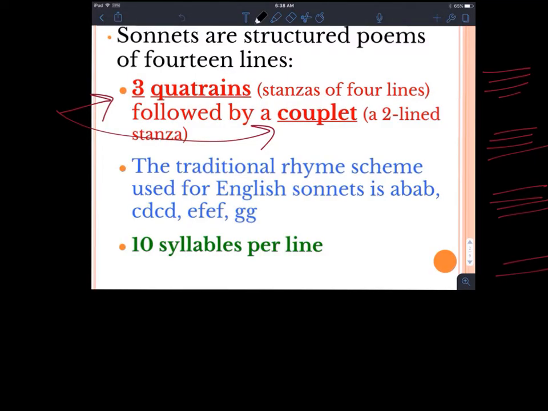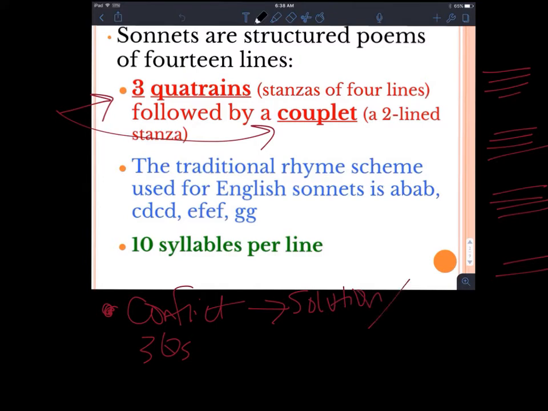So we were talking about making sure that we had 3 quatrains and a couplet, the rhyme scheme, the 10 syllables, but we also added yesterday one more rule. And if you remember, the rule yesterday was that it had to have a conflict, and that was going in the first 3 quatrains, and then it had to have in the couplet a solution, or we used the word resolution also, or if it didn't have a solution, it could have a warning, and that goes in the couplet.